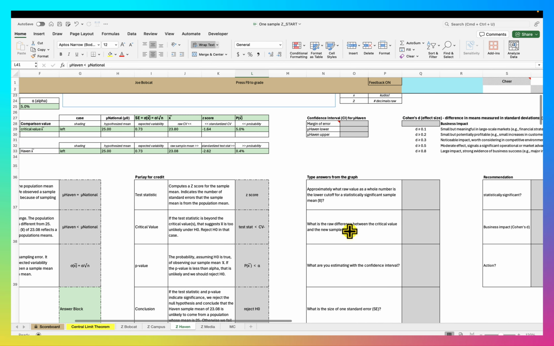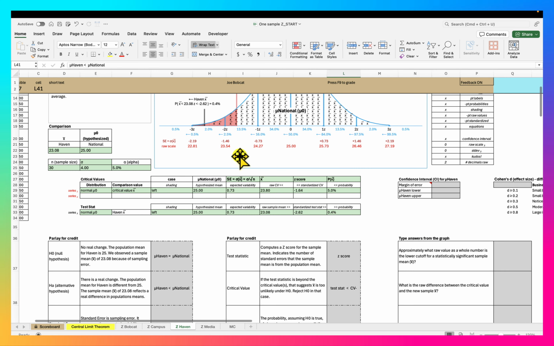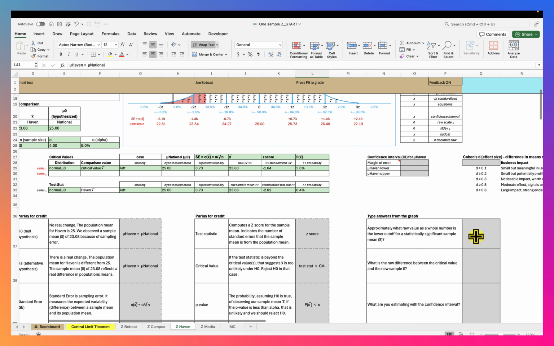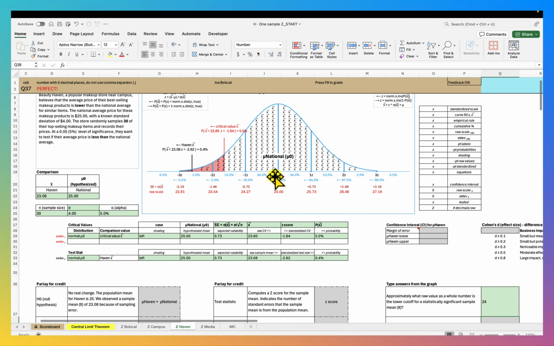All right. Now, approximately what raw value, as a whole number, is the lower cutoff? Lower cutoff is right around here, so the whole number would be 24. What is the raw difference between the critical value and the new sample x? So it's the difference between 23.08 and 23.80. So that's 0.72 difference.